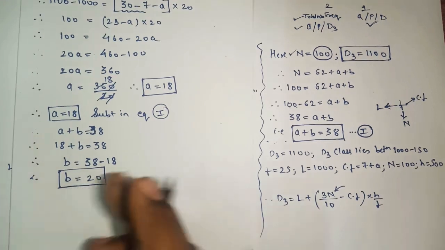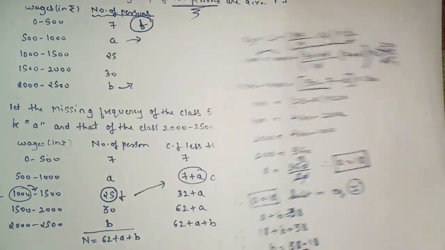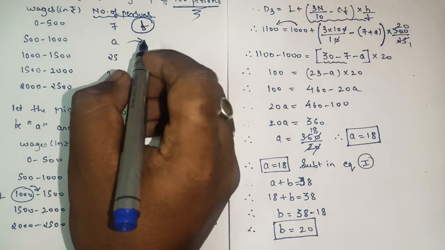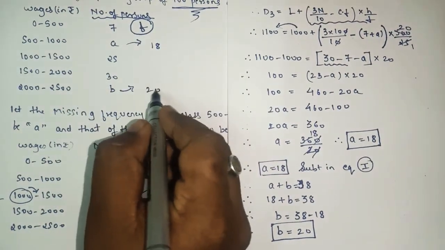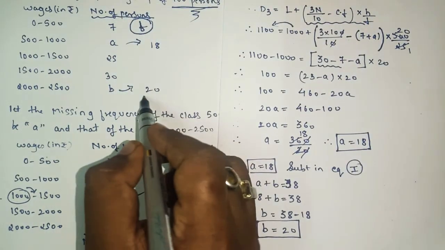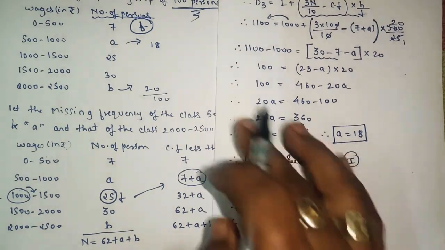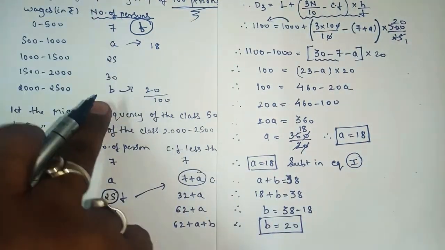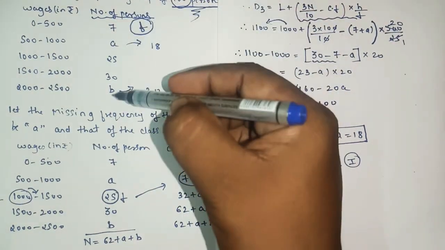So for this question we have to find the two missing frequencies. As we took two missing frequencies, one as a and the second as b, here we got the value of a as 18 and b as 20. When you add up these numbers, you will get 100. It has to be 100 only. So you can verify your answer after getting the a and b values. Substitute the values and check the total number of persons, as it has already been given as 100. So this answer has to be 100 only.